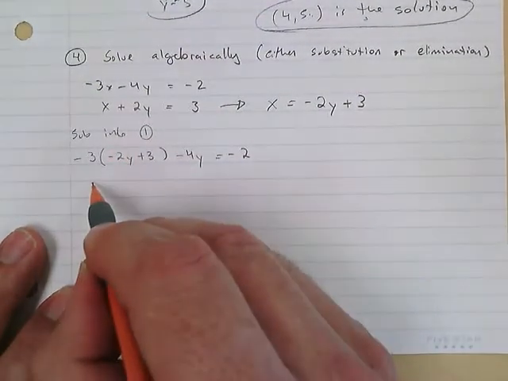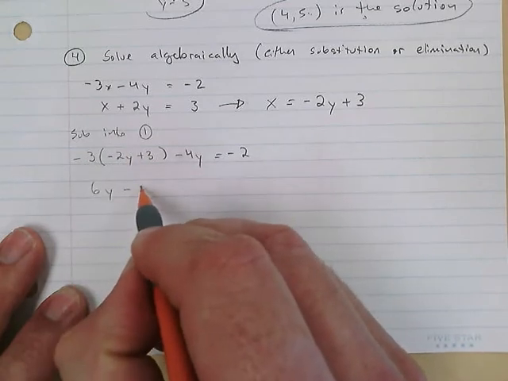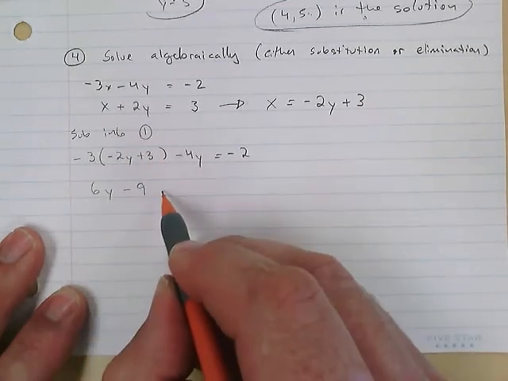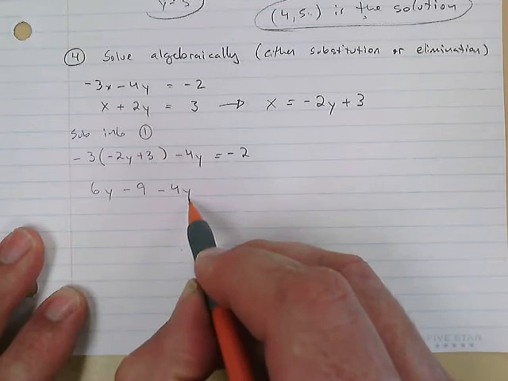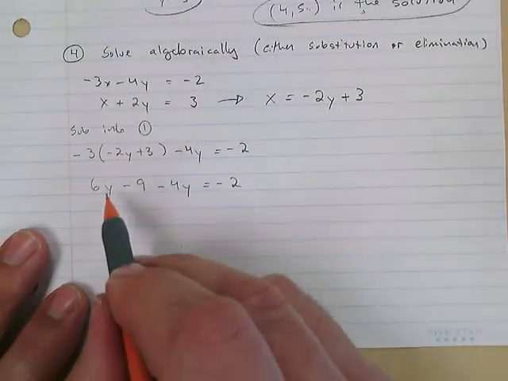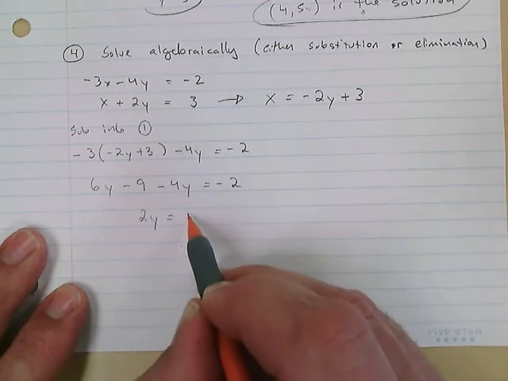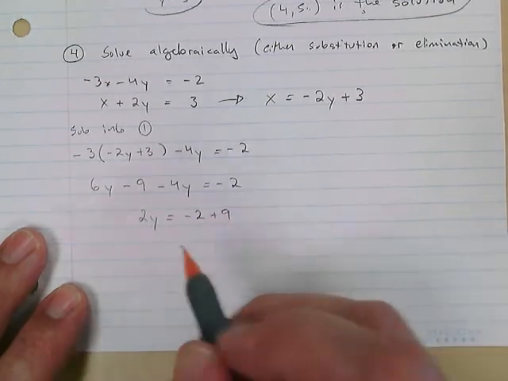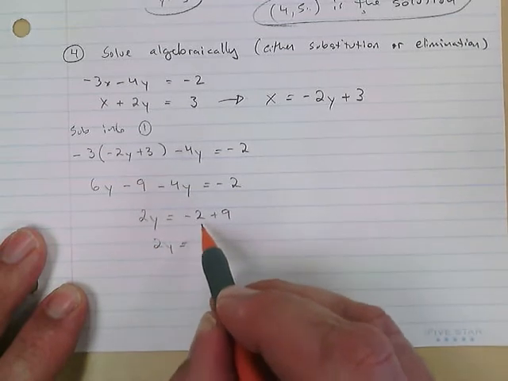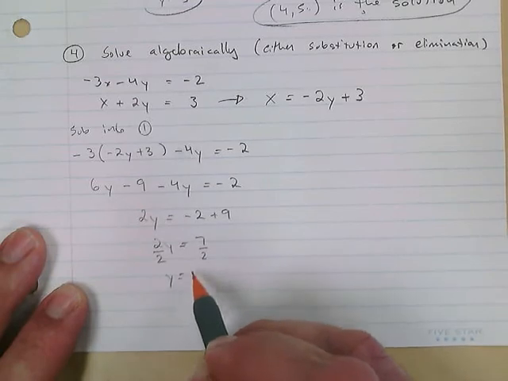You distribute, you get 6y positive, right? And negative 9. Don't forget to distribute. Minus 4y is equal to negative 2. You combine like terms, so that'd be 2y, and the 9 comes over adding. And so 2y is equal to 7. Divide them both by 2. Y is equal to 7 over 2.